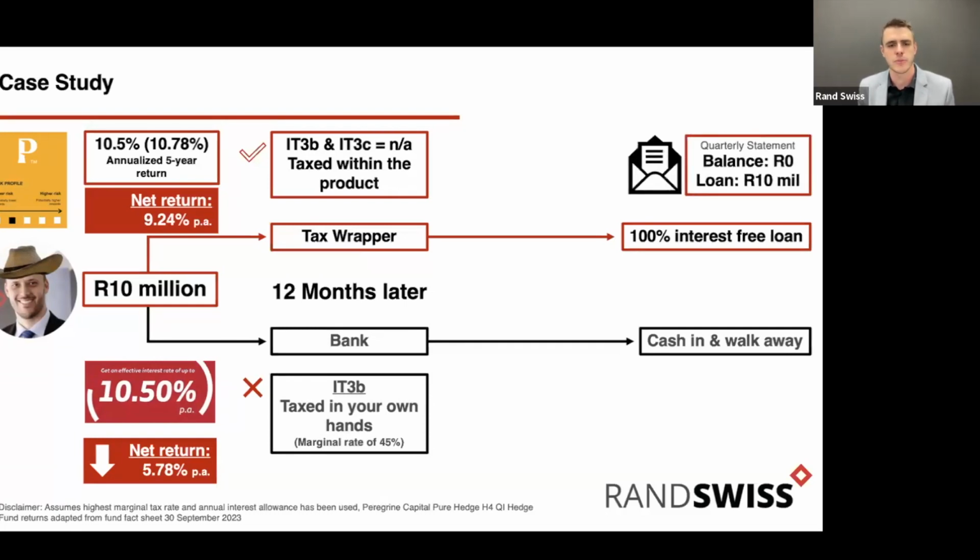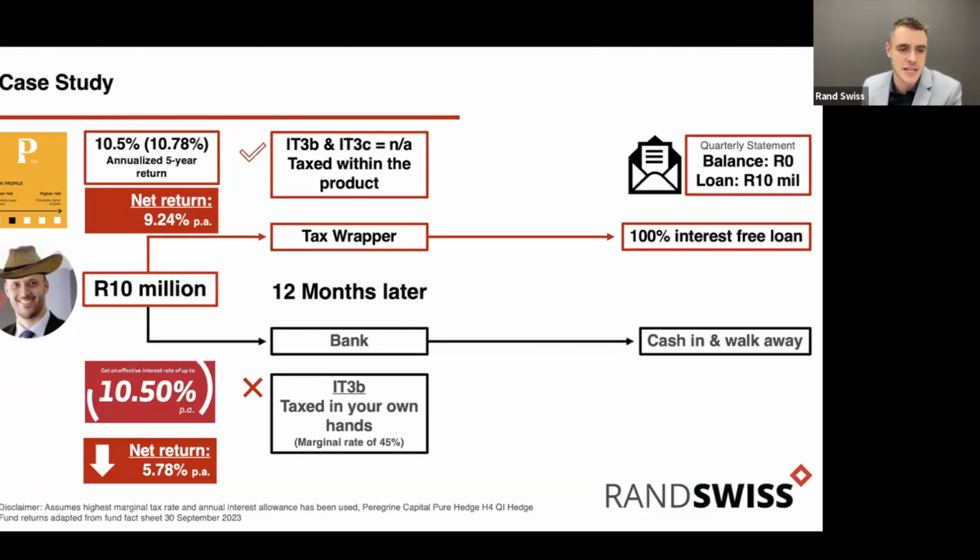Now, he takes that out. All of a sudden, the product providers send him quarterly statements every quarter where they say, Farmer Gary, your balance is 0, but your loan value is 10 million. Why is that so practical? It's because remember now that there's that 120% rule.